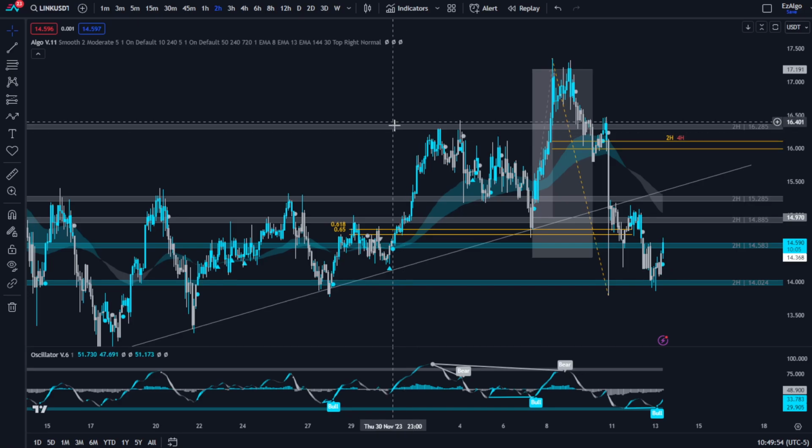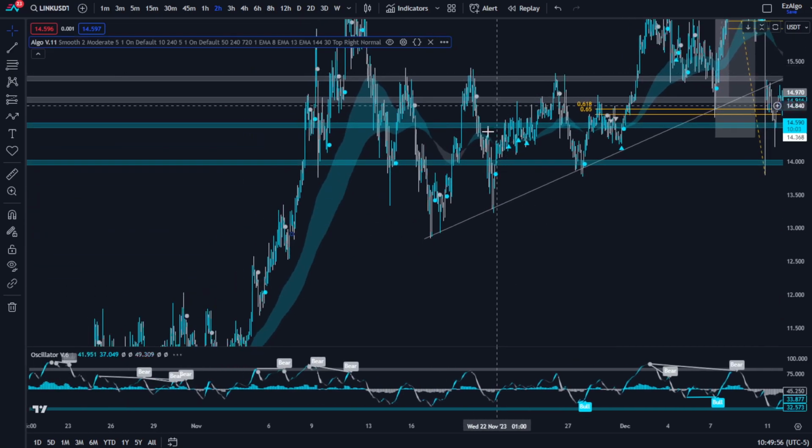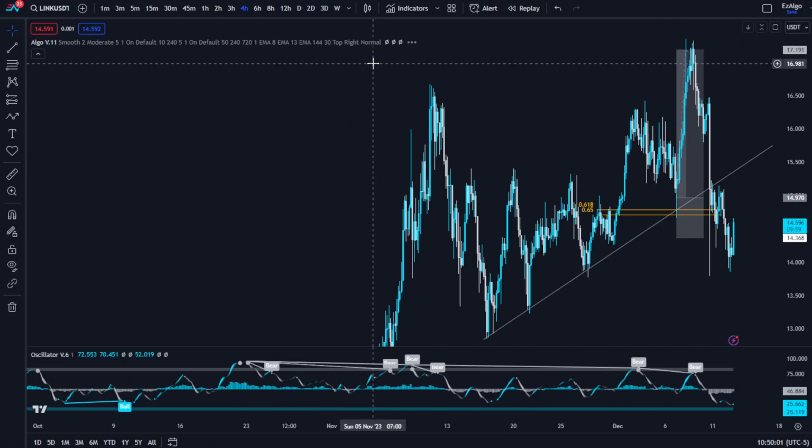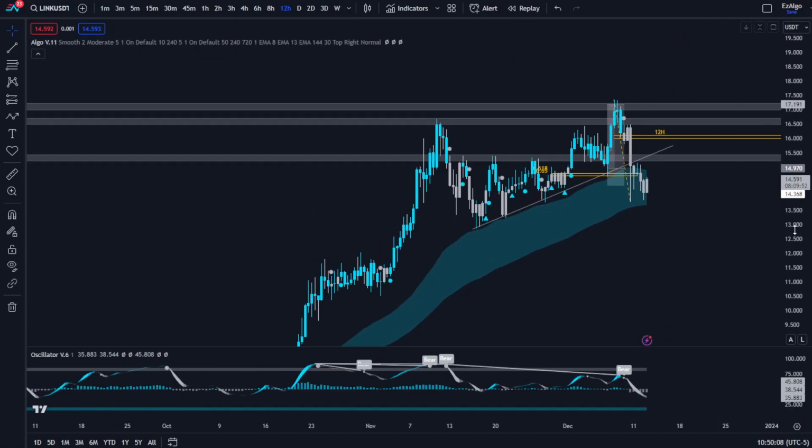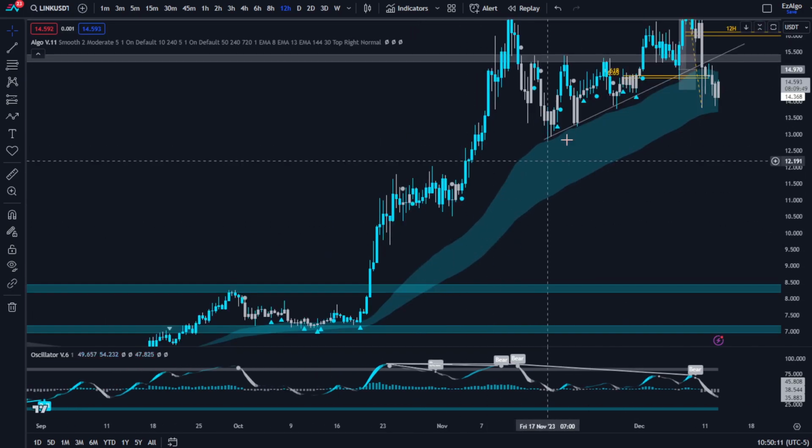Now, the first thing you have to do before you get into a trade is identify the environment on a higher time frame. What does it look like on a higher time frame? Maybe a 4 to 12 hour time frame. What is the price doing? Well, I noticed that Link was looking extremely bullish. We're above this trend cloud, right?